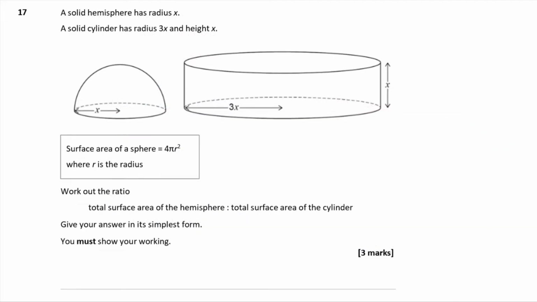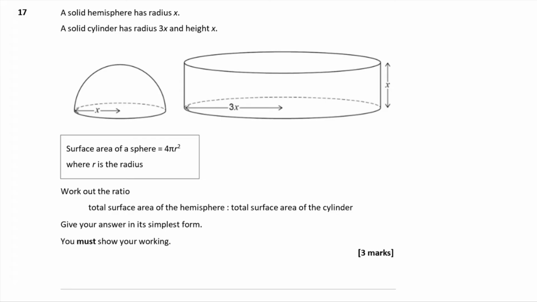Question 17, a solid hemisphere has radius x, a solid cylinder has radius 3x and height x. Work out the ratio of the total surface area of the hemisphere to the total surface area of the cylinder. Give your answer in its simplest form. You must show your working. Okay, so we need to work out the total surface area of these two shapes. Now let's take the hemisphere first.